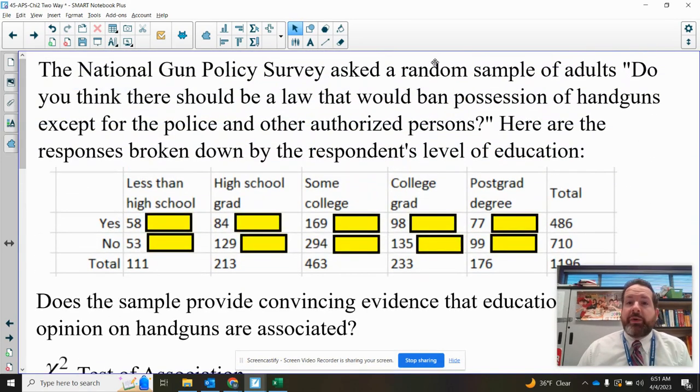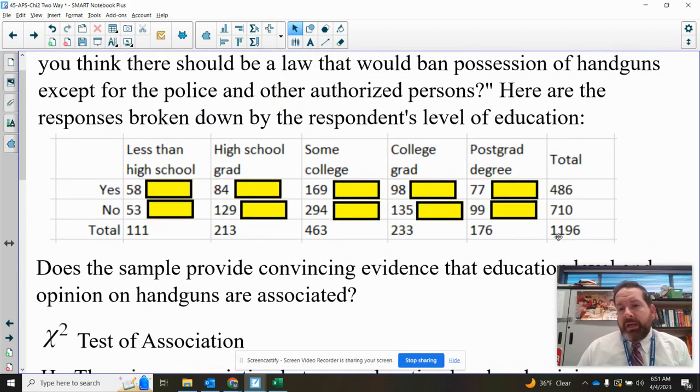Now the conditions check. We are told this is a random sample. 1196. If we put a 0 on the end, there's at least that many adults, so our 10% condition's okay. Now for the expected counts. Don't do these by hand. You can do row total times column total divided by grand total, 10 times? It's just not worth it.